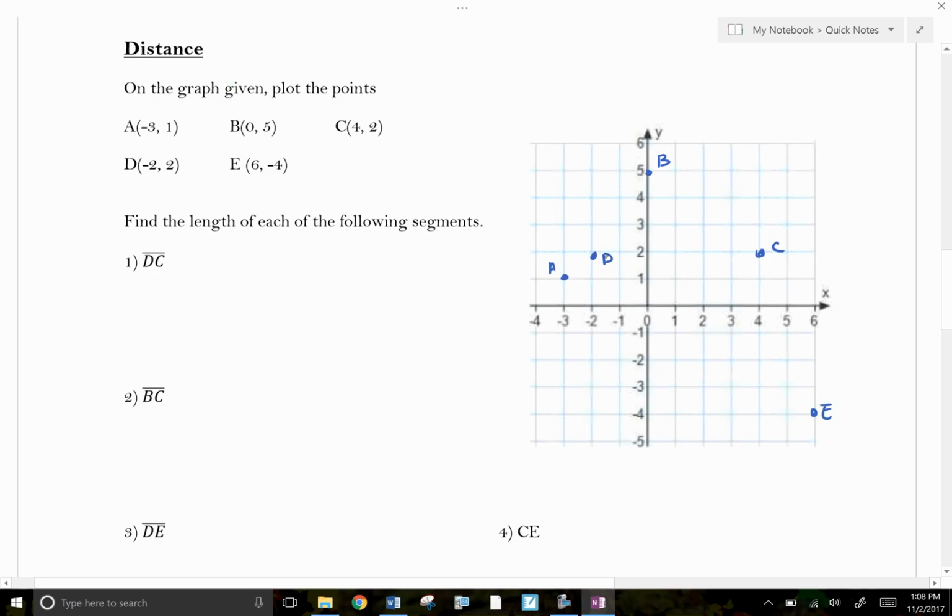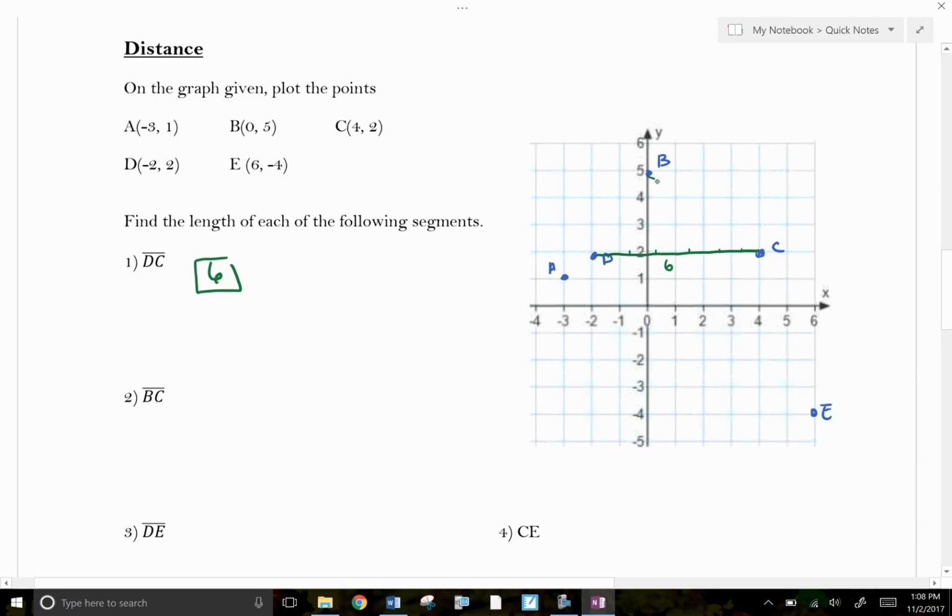Okay, I want the length of DC. Well, that's easy. The length of the line is just how far it is from one point to the next. 1, 2, 3, 4, 5, 6. There's 6 boxes in between those. That length is 6. Don't make life hard on yourself. If you see it on the picture, just count it. Okay? I'm going to give you formulas. Don't use them if you don't need them. Just count the boxes. All right, what do we got next?